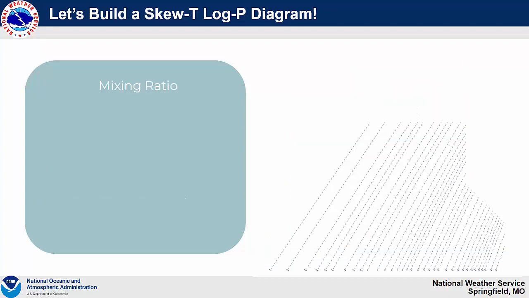Now, the next lines we'll look at are the mixing ratio lines. These are these dashed horizontal blue lines. And the mixing ratio is the mass of water vapor compared with the mass of dry air. In other words, on a plotted radiosonde sounding, it's the amount of water vapor that is in the air.